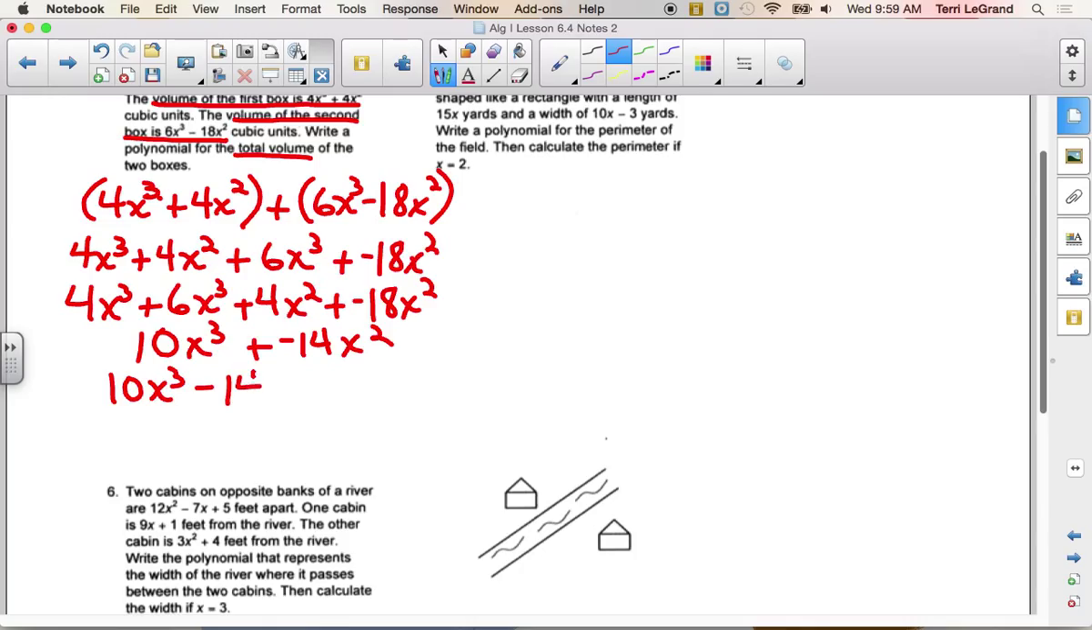minus 14x squared. Okay, now, we always put a label on our application problems because we know what this is representing. So what is this representing? Cubic units. Now here's what we have to do though. If we just write cubic units behind it right now like this, or units cubed, like this, what might somebody think? Any idea?